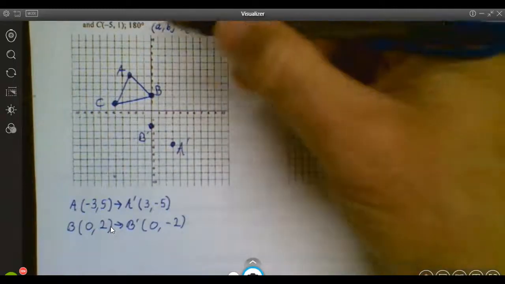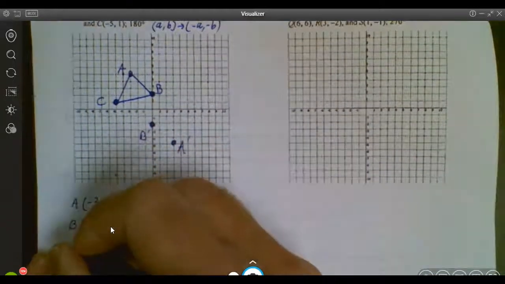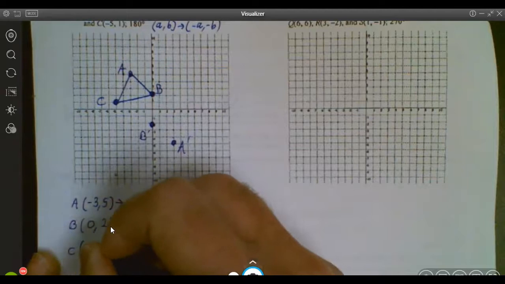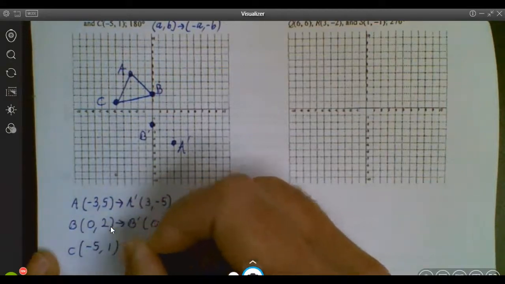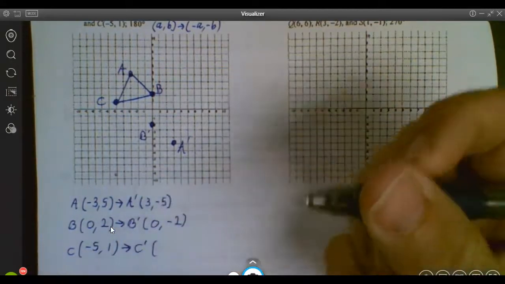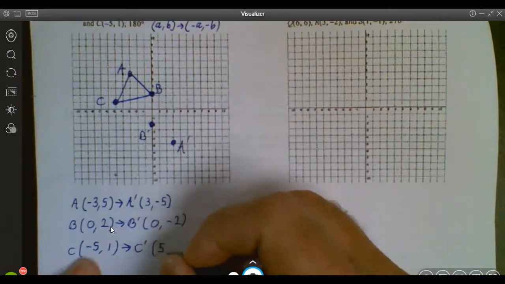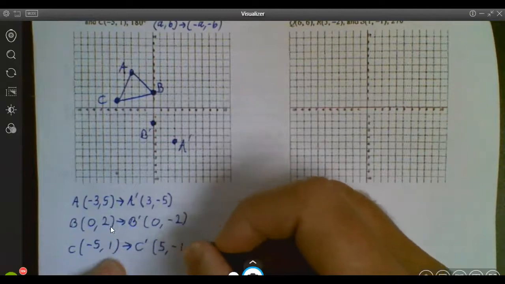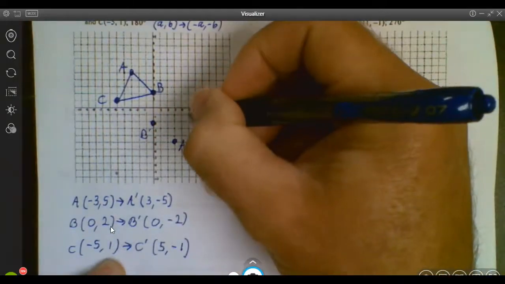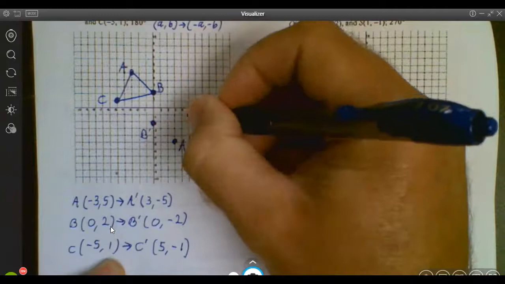And then last one, C is at -5,1. C prime. If I just apply the sign change, -5 becomes +5. +1 becomes -1. So at 5, -1, I get C prime.